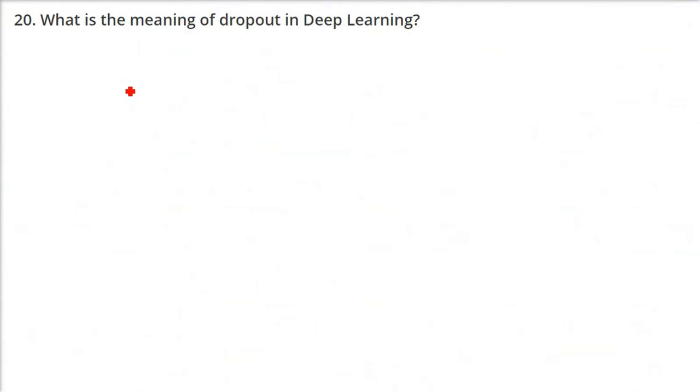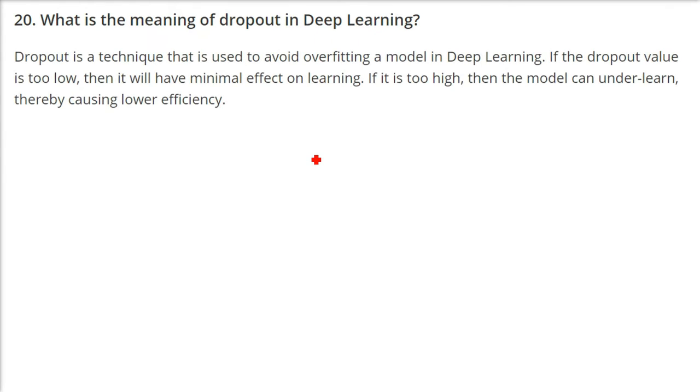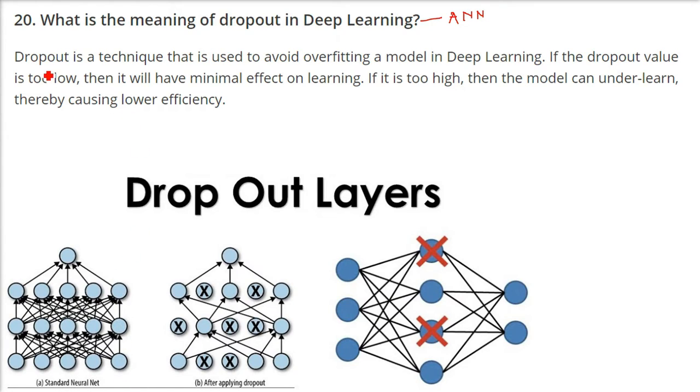What is the meaning of dropout in deep learning? Whenever we talk about deep learning, we are talking about neural networks, artificial neural networks. Dropout is a technique used to avoid overfitting a model in deep learning. If the dropout value is too low, it will have minimal effect on learning. But if it becomes too high, the model can underlearn, which will cause lower efficiency.